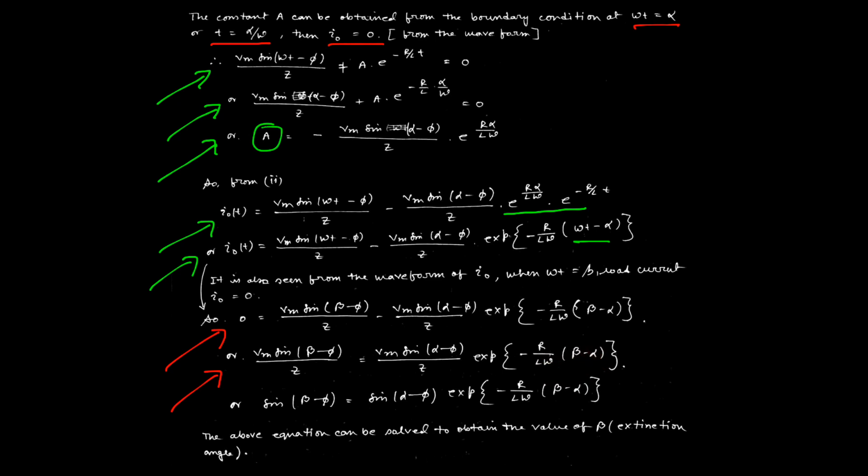And finally, we can get the result that is sin (beta minus alpha) equal to sin (alpha minus phi) exp minus r by L omega under bracket (beta minus alpha). So this is the final expression for the transient current and total analysis part. So from the above equation, we can solve the point of beta or this extinction angle beta, and if we identify the beta, we can calculate the other parameters also. So in this way, we can calculate the transient current as well as steady state current. Now I am talking about the average value and the RMS value of voltage.